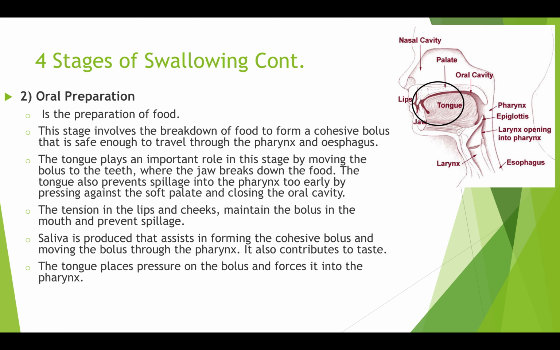The lips, cheek, tongue, and soft palate also help keep food and drink from spilling out into the nasal cavity and pharynx. Saliva is also produced to assist in forming the cohesive bolus. Once that is done, the tongue places pressure on the bolus to the back of the mouth, and this forces it into the pharynx.